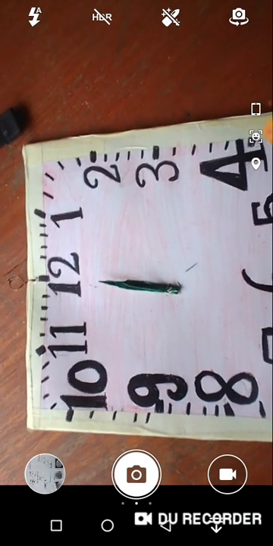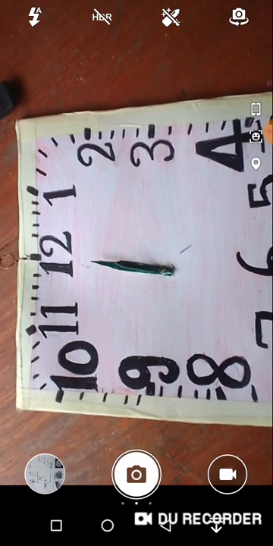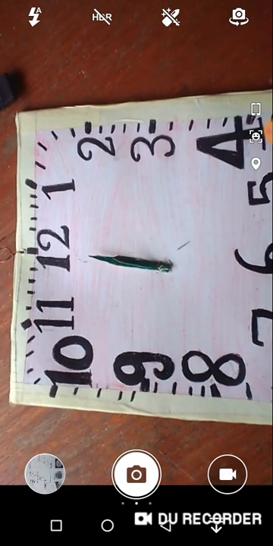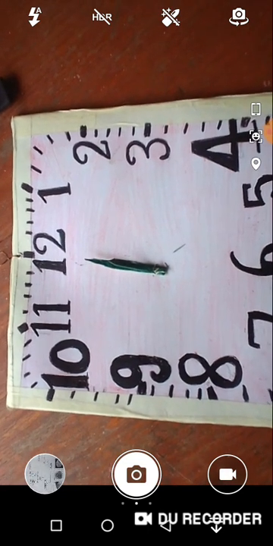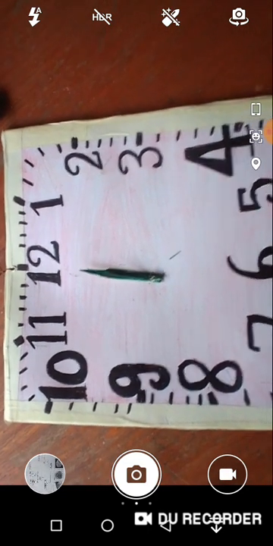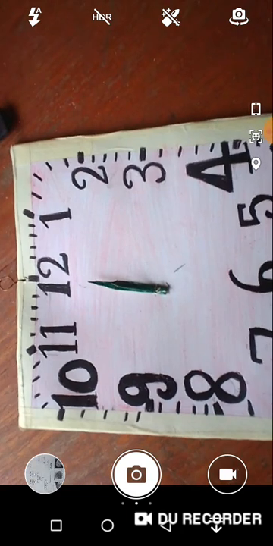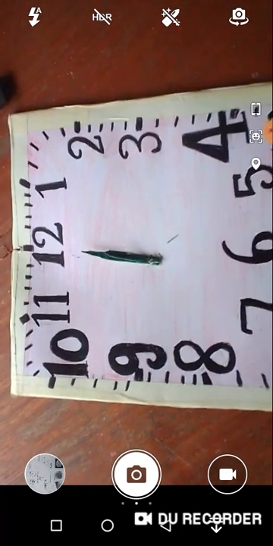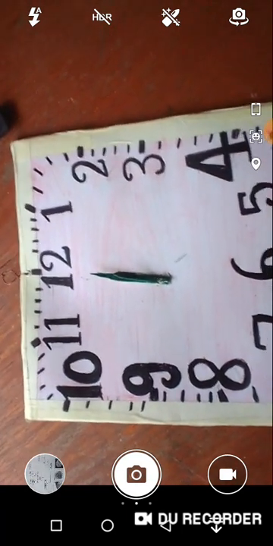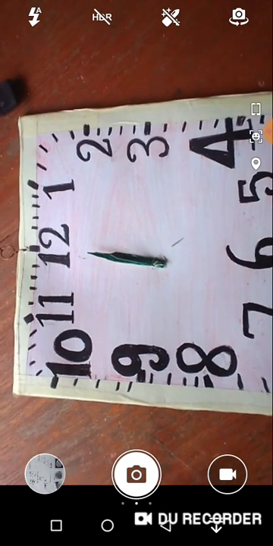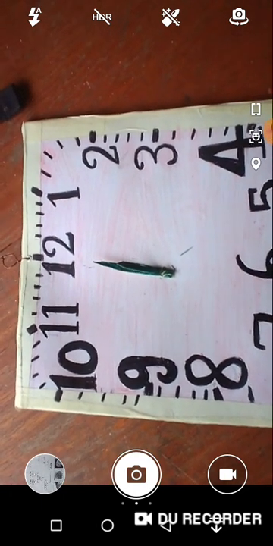Now it's time for mathematics. We were dealing with the time, the clock. Now, so we have to start with this one. Today we have to see the 12 o'clock, 1 o'clock, 2 o'clock, 3 o'clock, up to 12 o'clock.